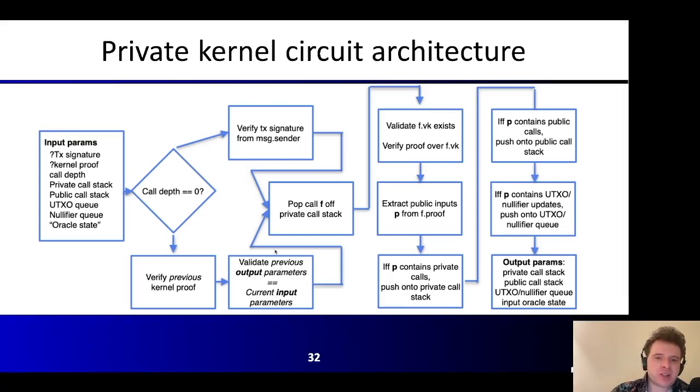But after this operation, everything is the same. We pop a function off the private call stack. We validate the verification key exists, we verify the proof, we get the public inputs from the proof, we then update the private call stack if we need to, we update the public call stack if we need to, and then we add to the queue that describes the state updates that you wish to make, and then you shove all of this onto the kernel circuit output parameters, which confusingly will become public inputs to the circuit.